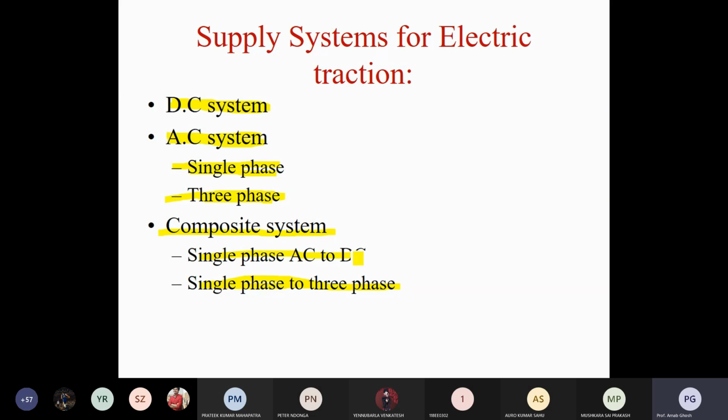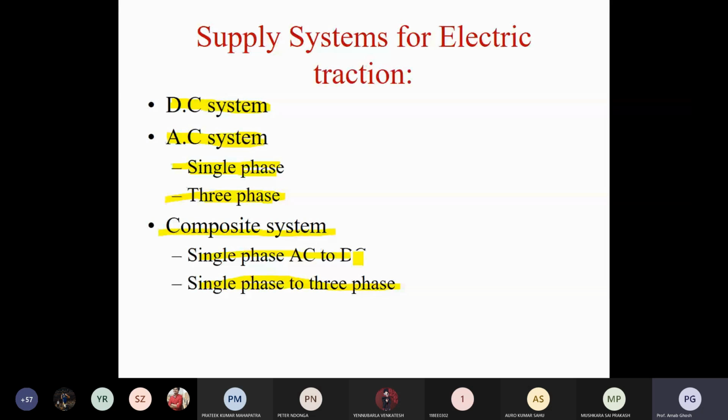Then again power electronics converters are there to convert that single phase AC to DC. That DC is also used for charging of the battery. Initially, the DC you are getting is a ripple DC.